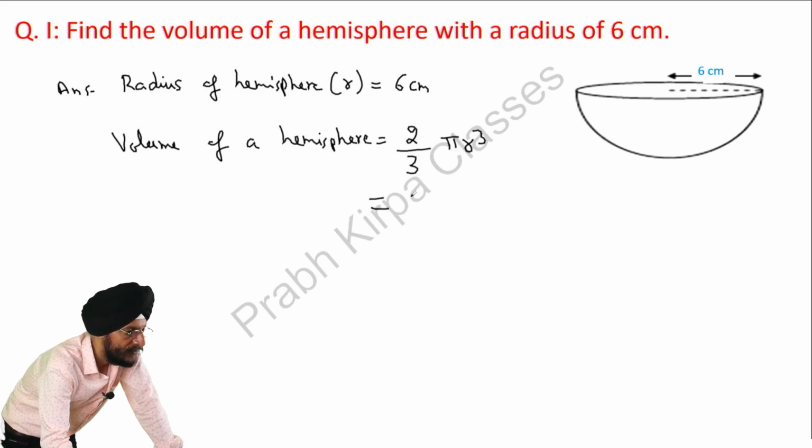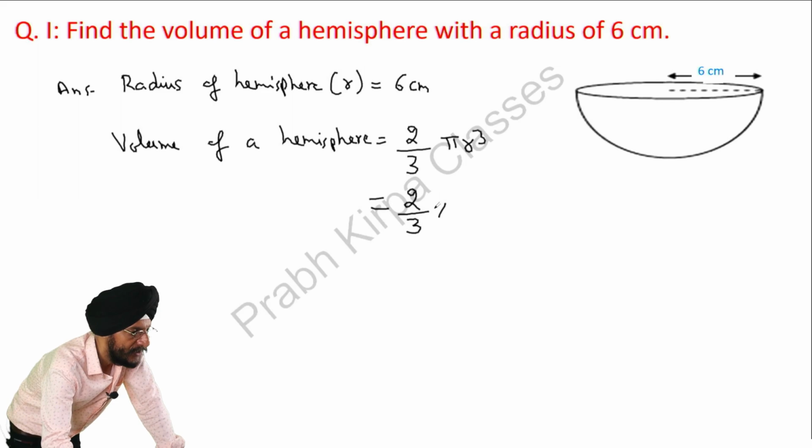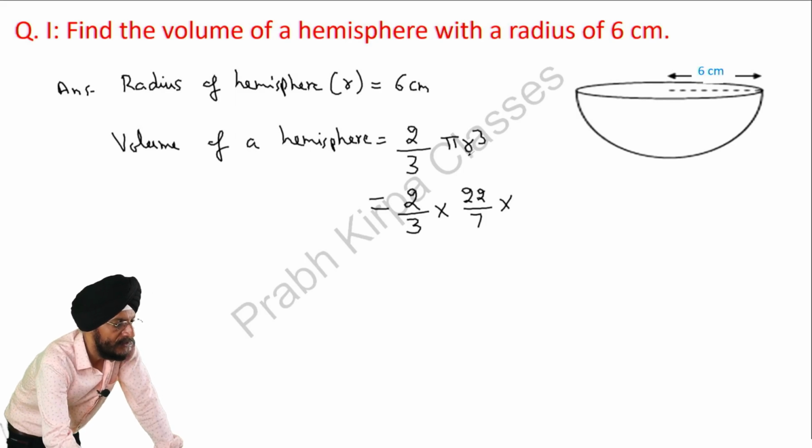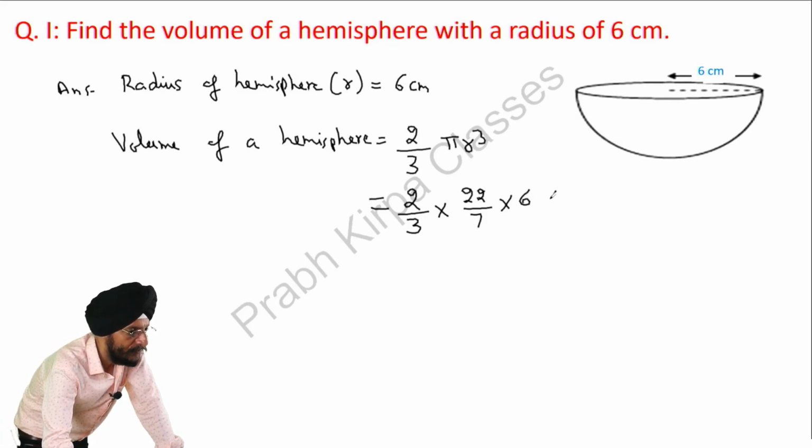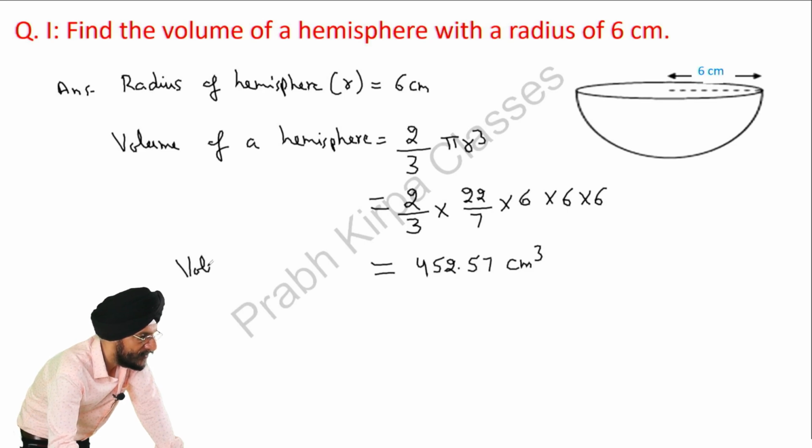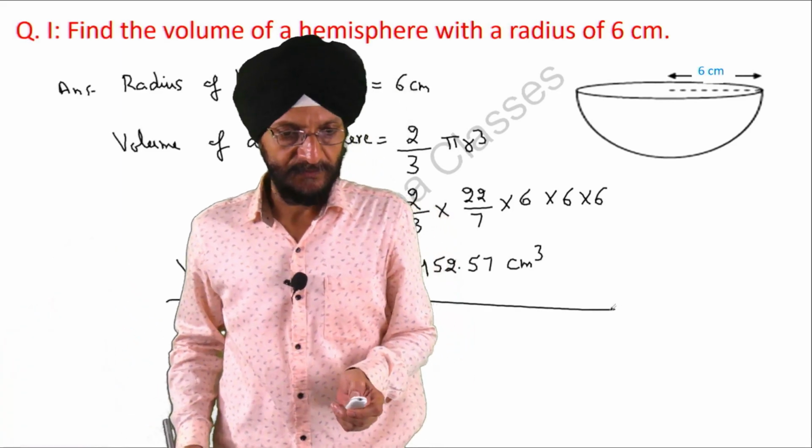Now we will fill in the relevant values. 2/3, pi stands for 22/7. Now we will fill in the value of r cube. So we will write 6 into 6 into 6, and if we solve it, we will arrive at 452.57 cubic centimeter. So this is the volume of the hemisphere. This is the answer before you.